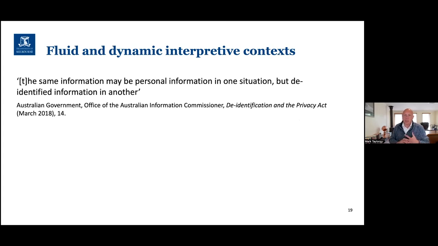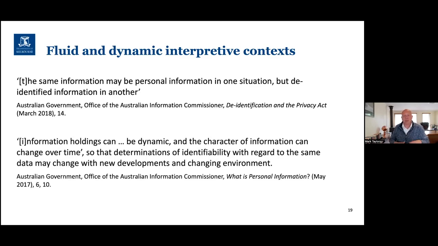The same information can be personal information in one situation and not personal information in another. If you take exactly the same data and put it in an open access environment, you might be putting it in an environment which means that data plus context results in a sufficiently high likelihood of identifiability that this data is properly categorized as personal information. But if you apply technical, organizational, contractual controls to close the environment and mitigate that risk, it may not be personal information. So the same data can both be personal information and not, depending upon the context. And as I just said, information holdings themselves are dynamic. Character information can change over time, so determinations of identifiability themselves need to change with new developments and changing circumstances.